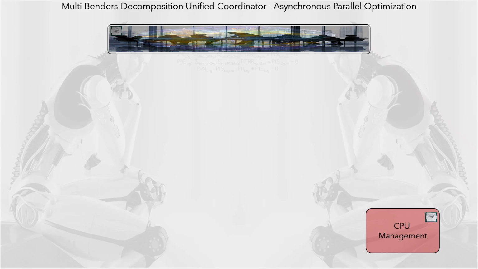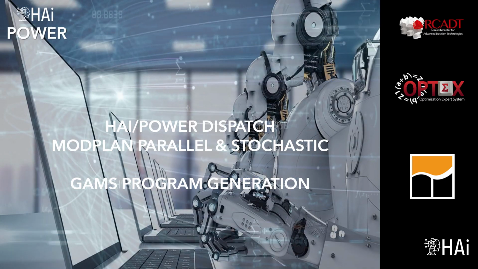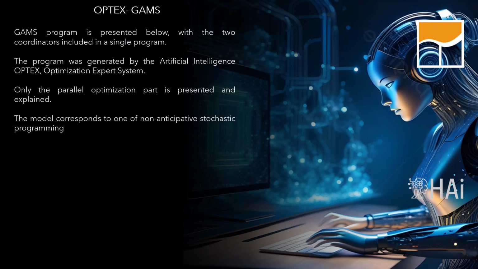Two coordinators are needed for the parallel process. The CPU coordinator, and the coordinator of algorithms that run in parallel. These coordinators may reside in the same GAMS program or may be in two different programs. In the second case, the CPU management coordinator may be coded in any computer language. High power dispatch mod plan parallel and stochastic GAMS program generation. The GAMS program is presented below, with the two coordinators included in a single program. The program was generated by the artificial intelligence OPTEX optimization expert system. Only the parallel optimization part is presented and explained.